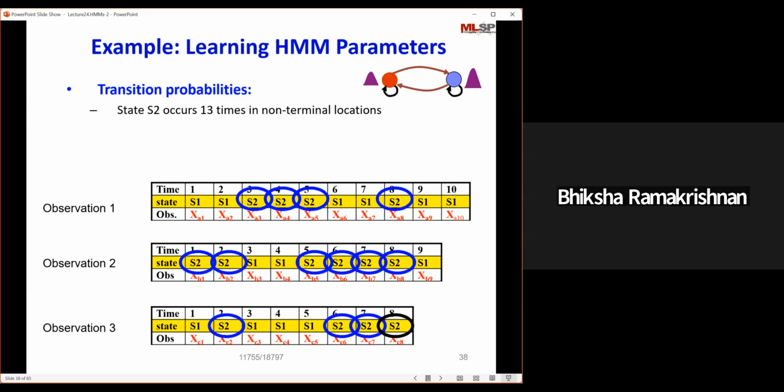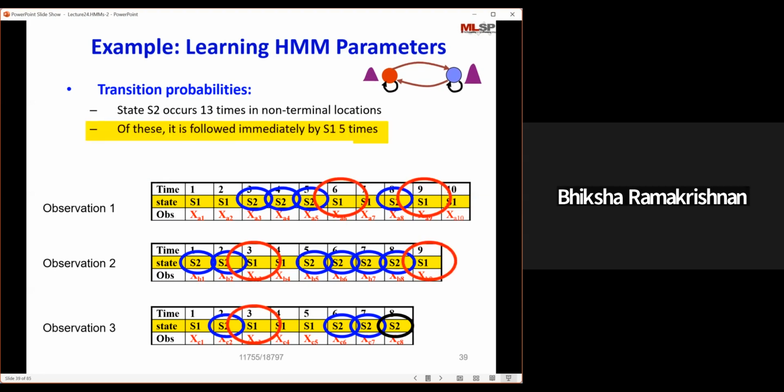Same thing. There are 13 non-terminal instances of S2, right? And so, of these 13 instances, on 5 occasions, S2 is followed by S1. What is your best estimate for the probability of transitioning to S1 from S2? Anyone? So that's 5 on 13, right? Okay.